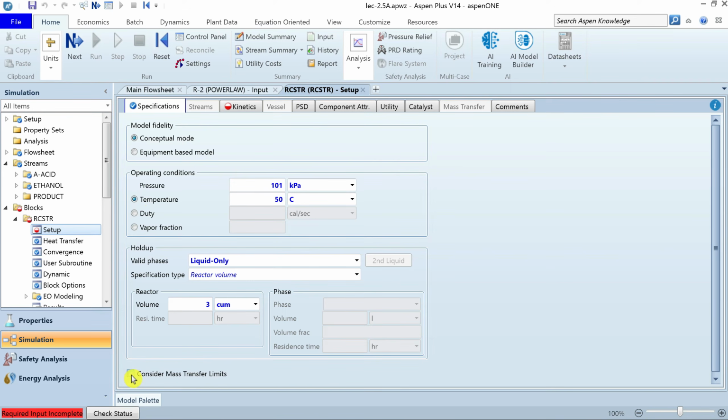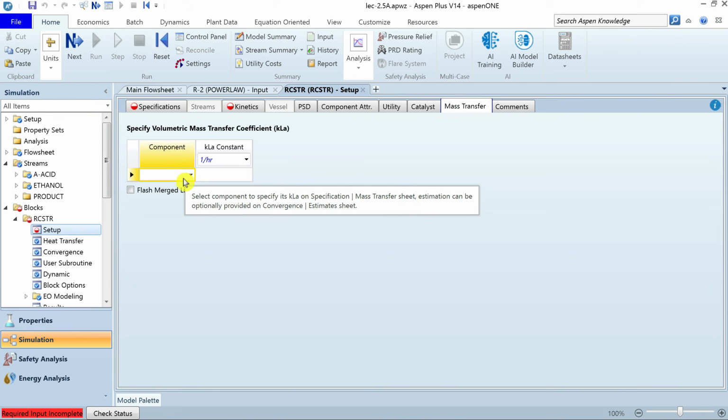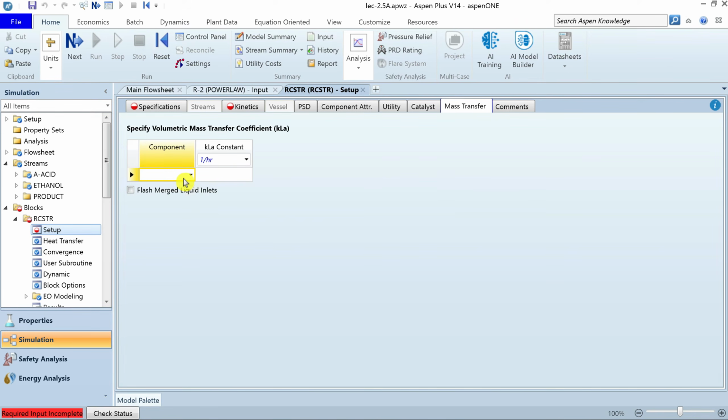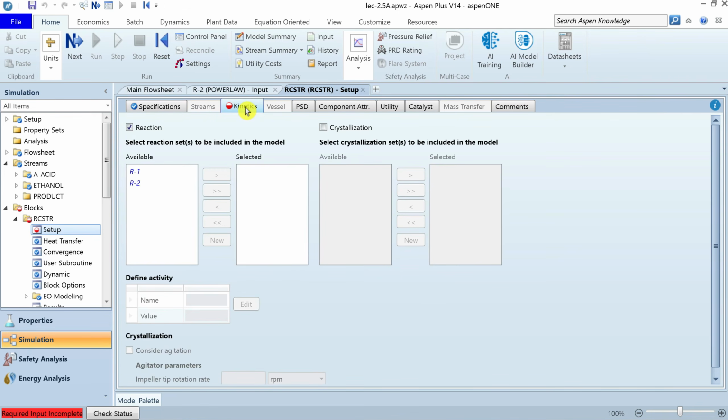There is also an option to consider the mass transfer limitations, if the reaction may be co-limited by the kinetics as well as the mass transfer because of poor mixing inside the vessel. Then you can define the mass transfer in terms of the component volumetric mass transfer coefficients. Let's skip this as of now and move to the kinetics tab and attach the reaction set to this vessel.